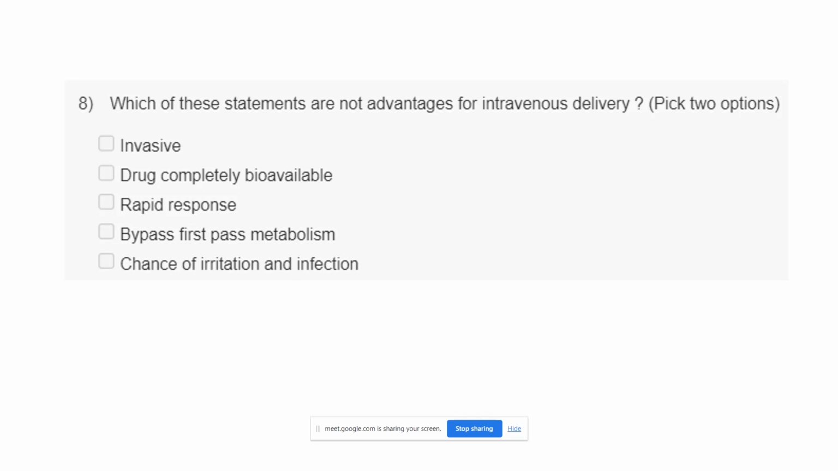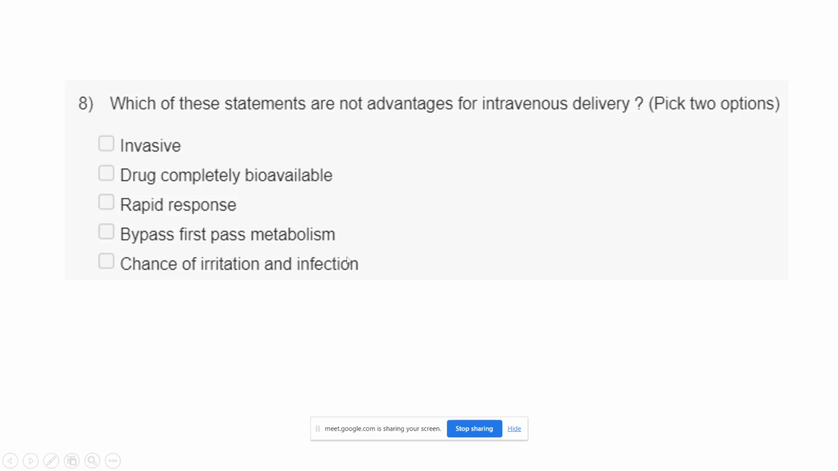Now the next question. Which of these statements are not advantageous for intravenous delivery? You have to select two options. Invasive: yes, intravenous delivery is invasive, so it is not an advantage. Drug completely bioavailable, this is an advantage. Rapid response, another advantage. It bypasses first pass metabolism, advantage.